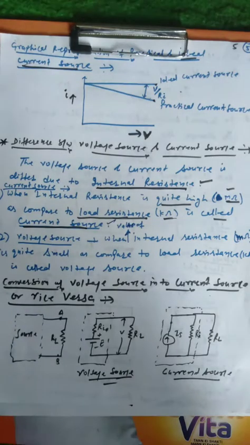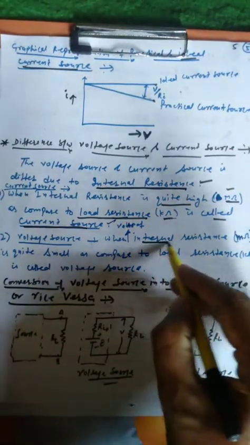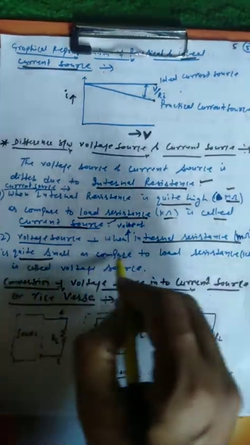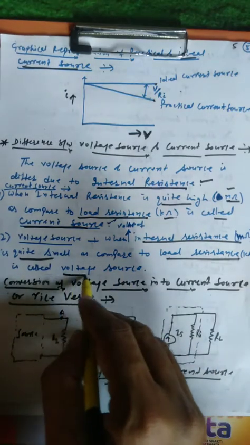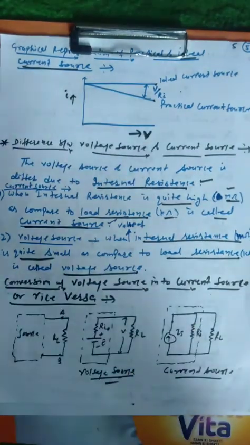And when the internal resistance, that is Ri, is quite small as compared to the load resistance, that is RL, which will be in kilo ohms, and internal resistance in milli ohms, then this type of source is known as the voltage source. So the main difference between the voltage and current source is the internal resistance value.